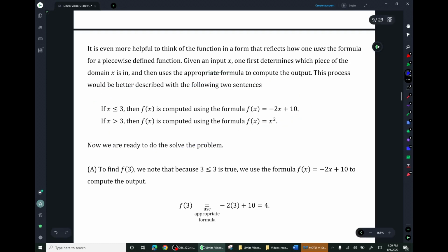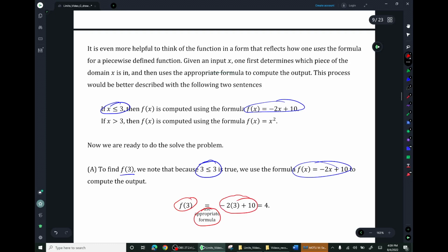Now we're ready to solve the problem. Question A said to find f of 3. Well, to do that, we note that because this inequality, 3 is less than or equal to 3, is true, then we use this formula to compute the output. So to compute f of 3, we use the appropriate formula and replace that with this expression. We took the formula f of x equals minus 2x plus 10, and we substituted in x equals 3. So we get the result 4. So f of 3 equals 4.